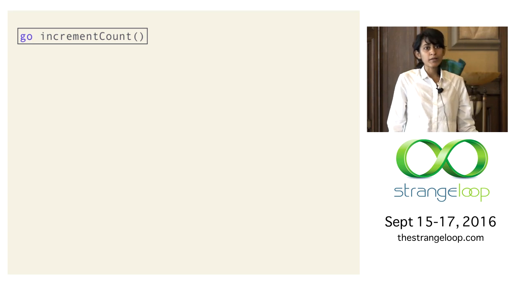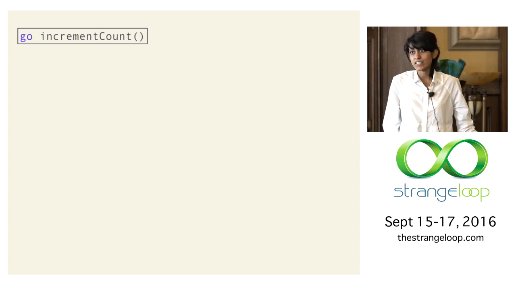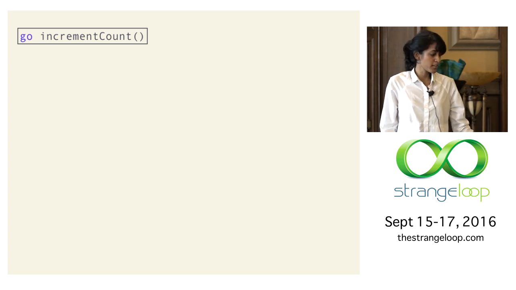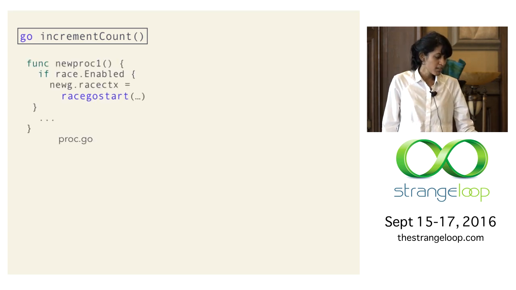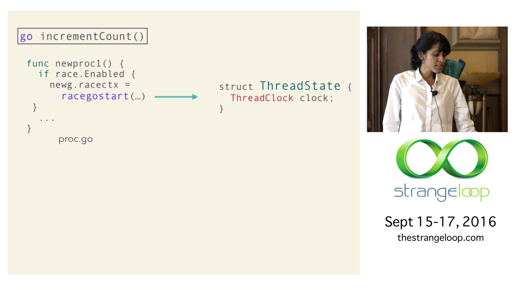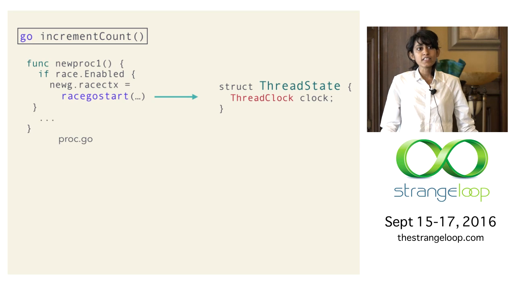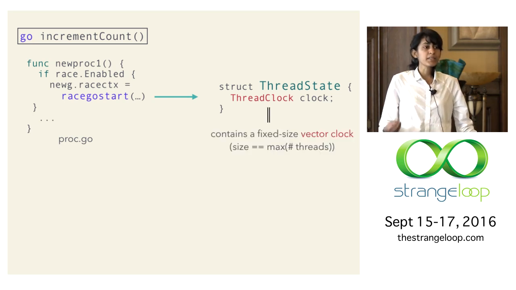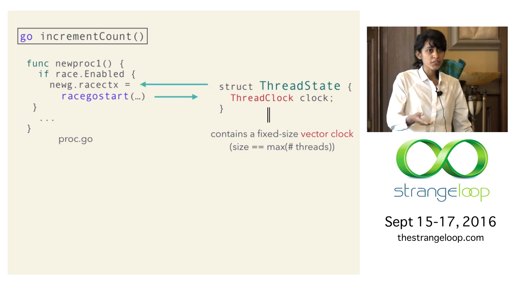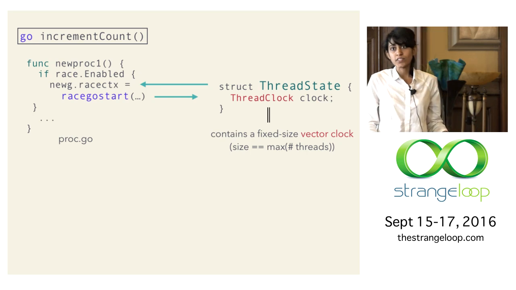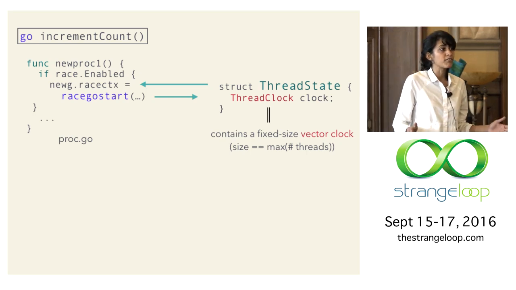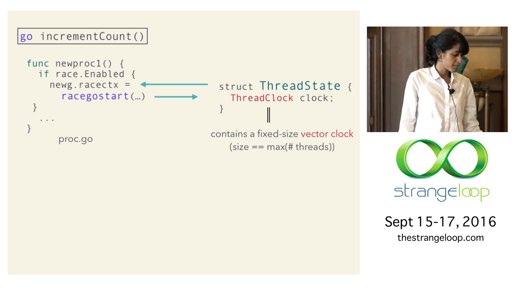So this is our program, and we'll see what TSAN does at each step. So the first call to spawn a Go routine, go increment count, results in a call out to TSAN, as we saw. And at this point, TSAN creates this thread state. Now, thread state simply contains the vector clock for that Go routine. And it returns it to the program so it can be stored on the Go routine. All right, so check. We have a vector clock for our Go routine.